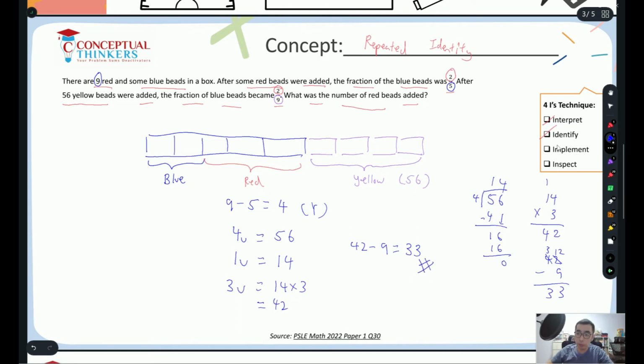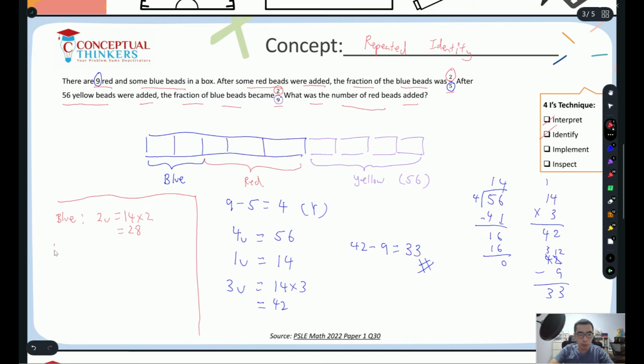So let's do some check. So I'm going to do some check to test whether the answer makes sense. Okay, so since I have the value of 1 unit, so next thing is I'm going to test what is the value of my blue, right? So let's look at blue. So blue will be 2 units. So to find 2 units, I will just take 14 times 2. So this will give me 28.